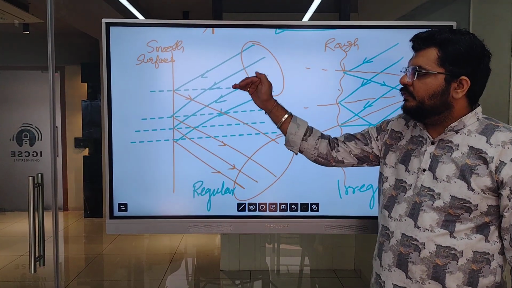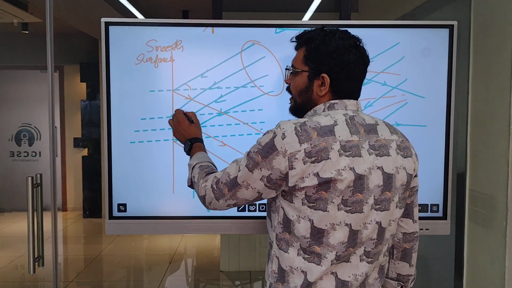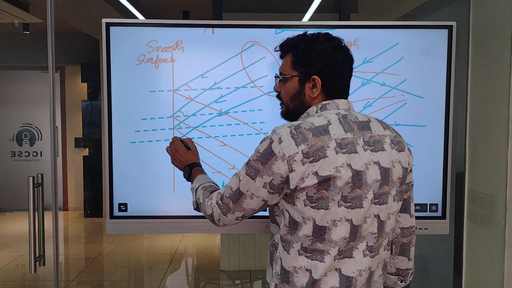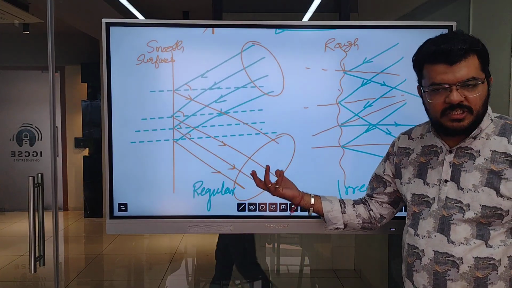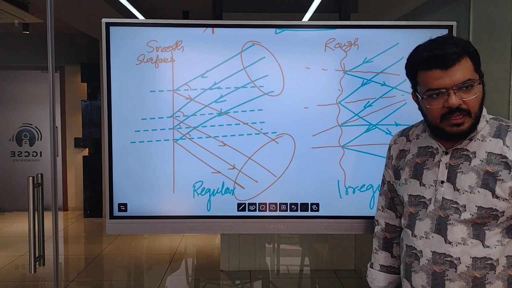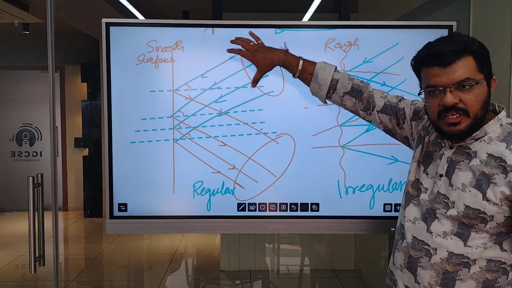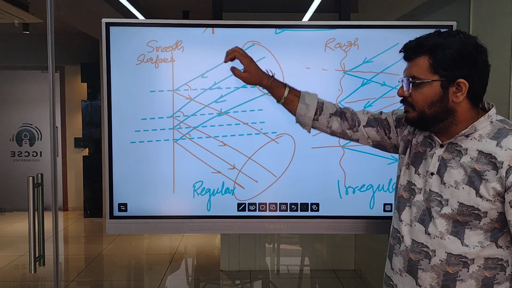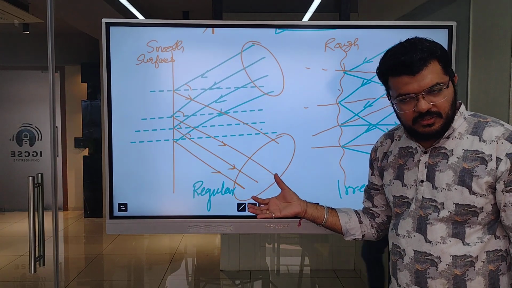Why? Because all of them have the same normal, which means all of them have the same angle of incidence. Because they have the same angle of incidence, they will have the same angle of reflection. And therefore, a parallel beam of light will stay parallel even after reflection.